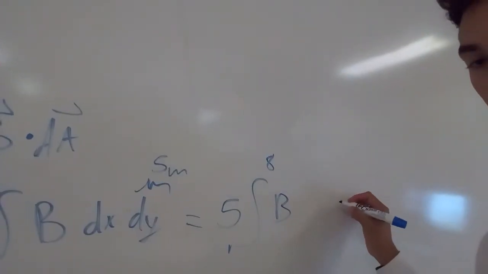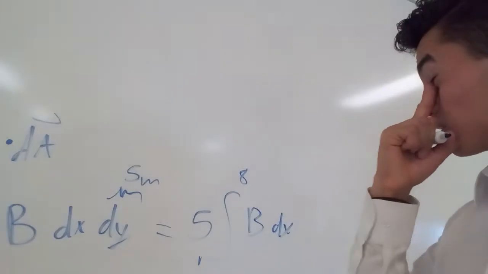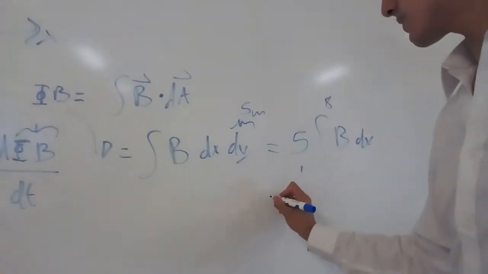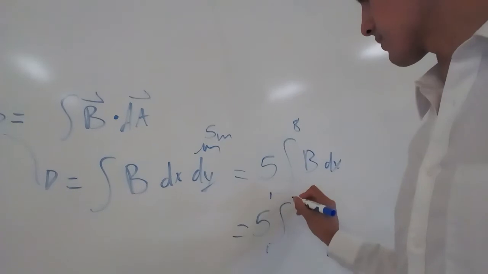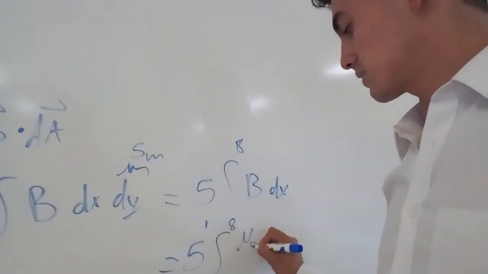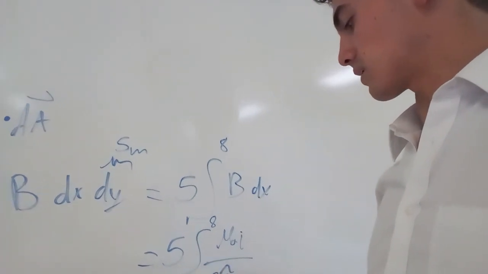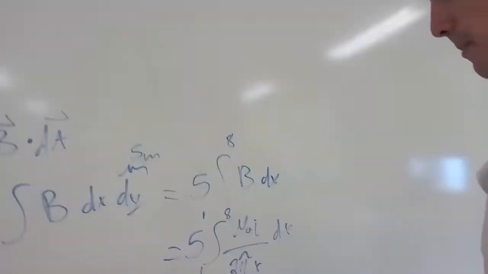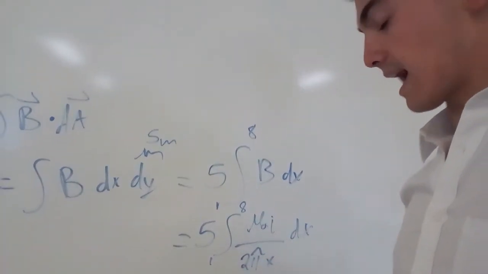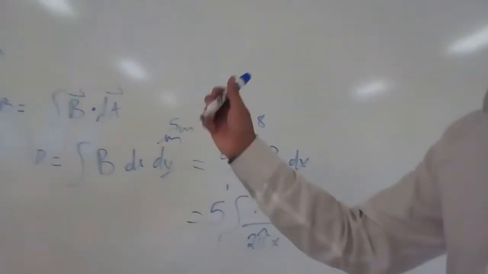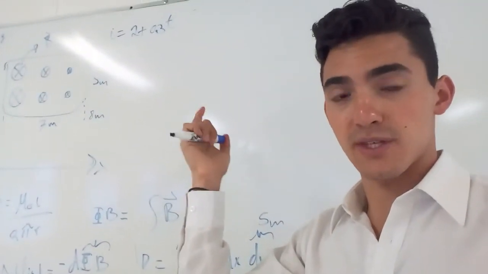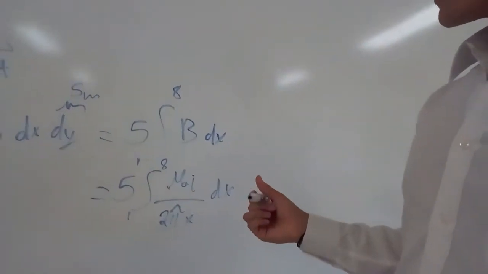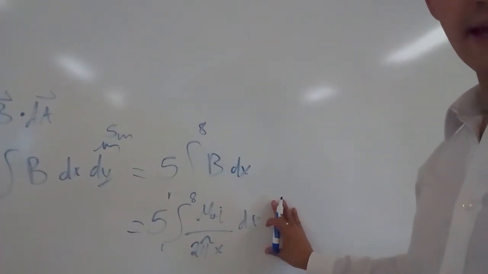Okay, so here is the x, but we know that the magnetic field is equal to this expression, as we said before. So if we substitute this part, we can say that 5 times the integral from 1 to 8 of mu naught times the current divided by 2 pi the radius dx, but instead of the radius we can write an x, because we are working with the distance in terms of x because of the differential we have here.